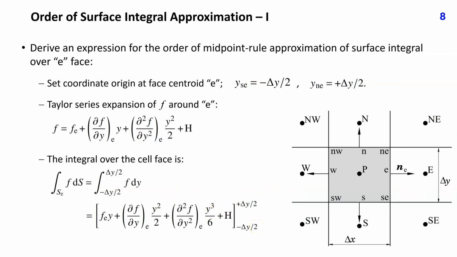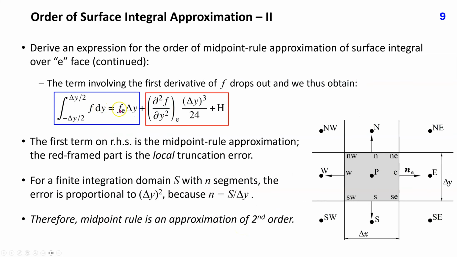Terms with even powers of y drop out because E is midway between NE and SE. The limits are of the same magnitude but opposite sign. Fe times delta y is the midpoint rule approximation, and the next term is the leading truncation error term. All high order terms are contained in H.